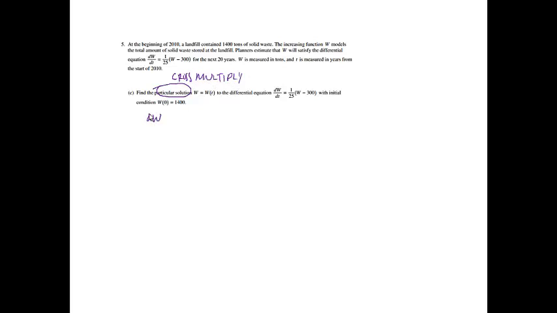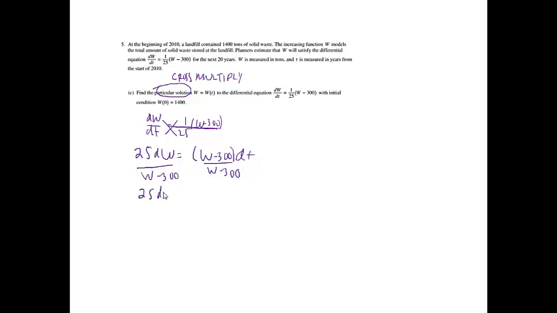So I have dW/dt equals 1/25 (W minus 300), and I'm just going to make that fraction extend all the way underneath. Cross multiplying, I'm going to get 25 dW equals (W minus 300) dt. I notice that my variables are not separated, so I'm going to have to divide both sides by W minus 300. Okay, and then I will have 25 dW over (W minus 300) equals dt.